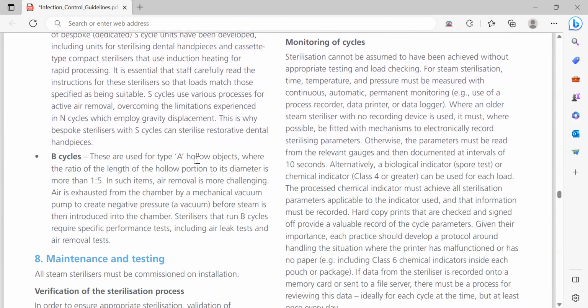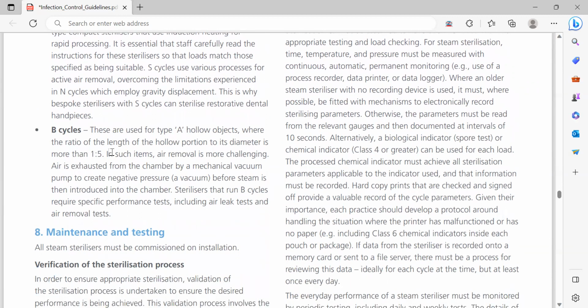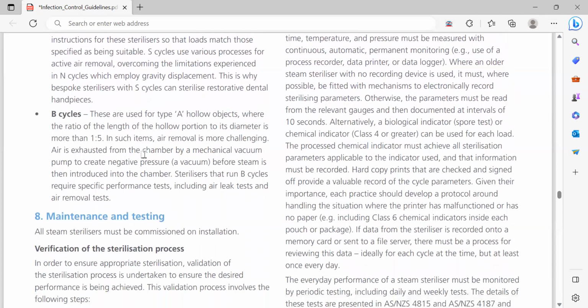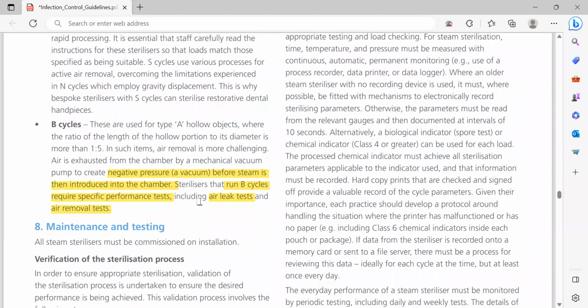The B cycle is used for type A hollow objects, where the ratio of the length of the hollow portion to its diameter is 1:5. In such items, air removal is more challenging. Air is exhausted from the chamber by a mechanical vacuum pump to create negative pressure before steam is introduced. A sterilizer that runs the B cycle requires specific performance tests, including the vacuum test, which is the air leak test, and the air removal test. Generally, these are the cycles that we perform in daily routine.